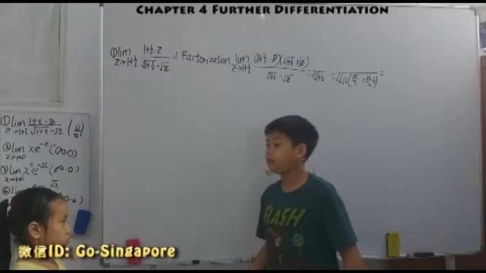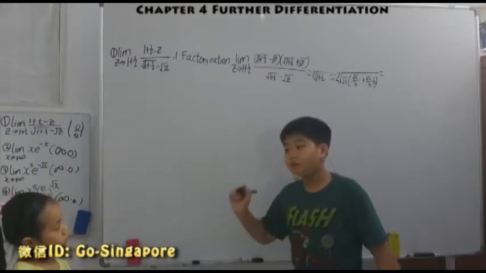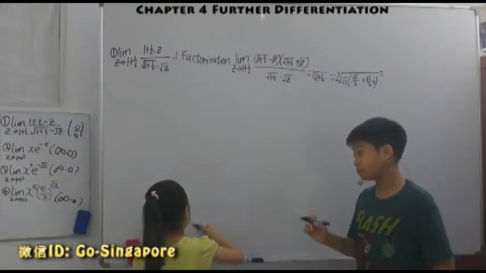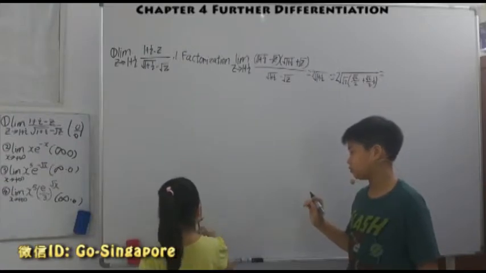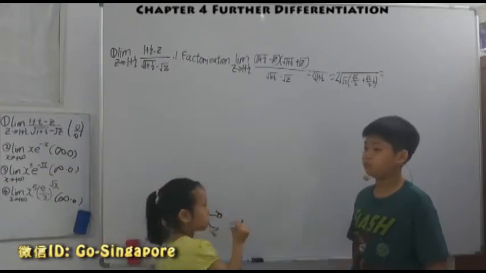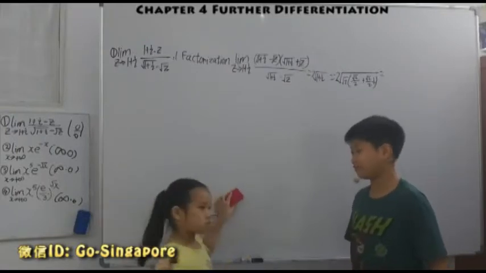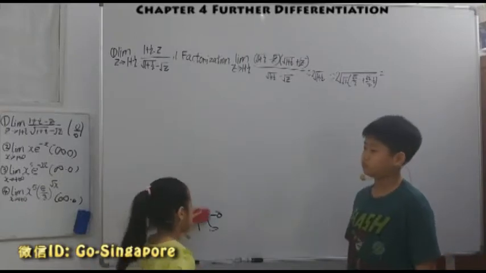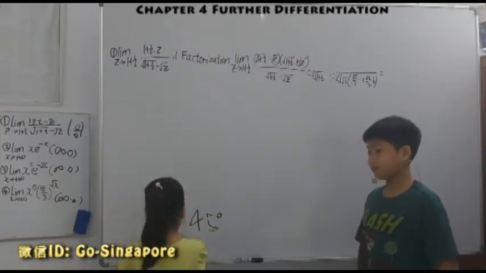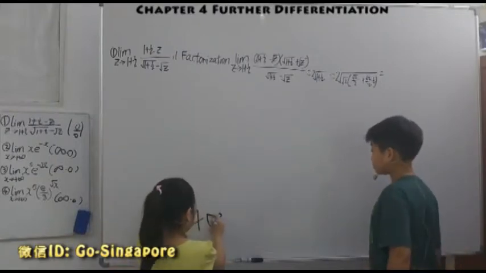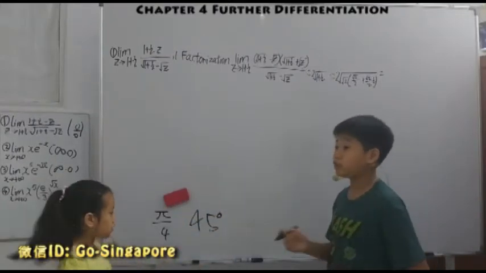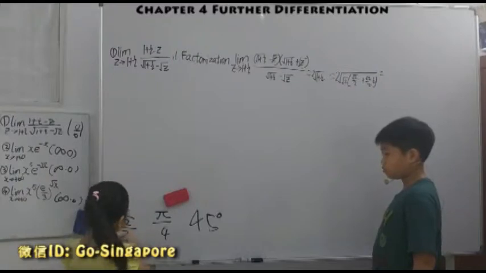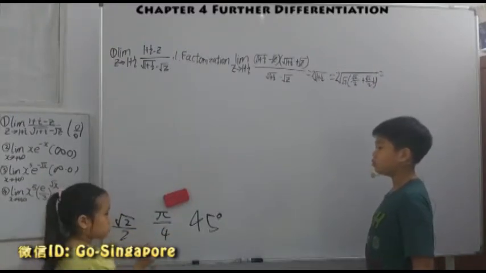Let me test you. Sine and cosine, when are both the same? 45 degrees, but we don't say it like that. It's pi over 4, okay? So this pi over 4 is when both are the same. And what is the result? Square root 2 over 2. Yes, square root 2 over 2.